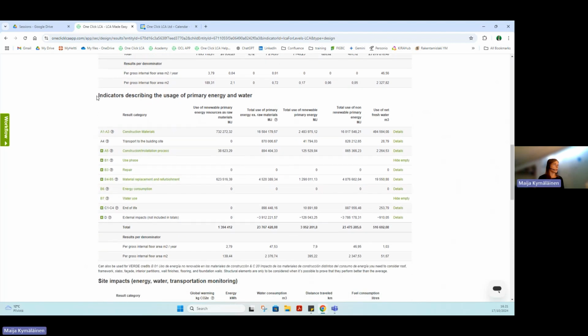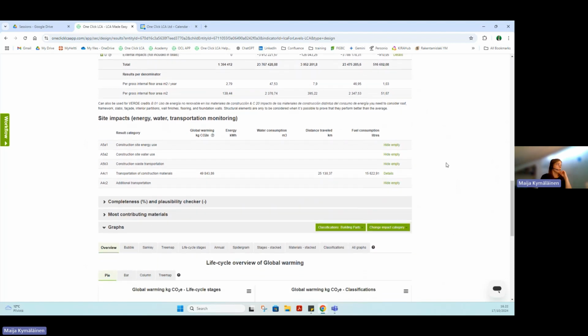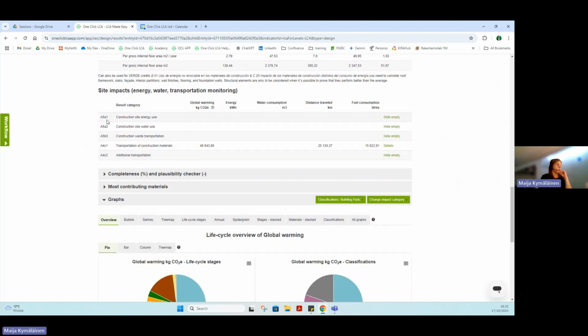Then here we have additional indicators, describing the use of primary energy and water. These might be helpful in some cases. Then there's the site impact, which covers the user inputs. If you're using a scenario, then you have nothing here, but if you are using exact data, then you will have numbers here as well.